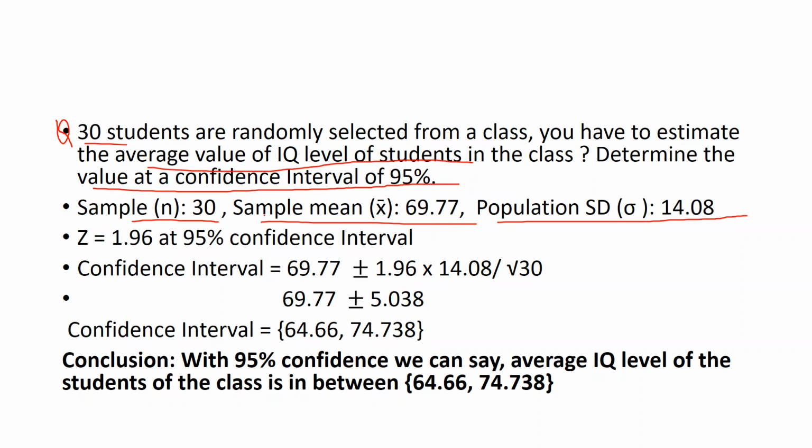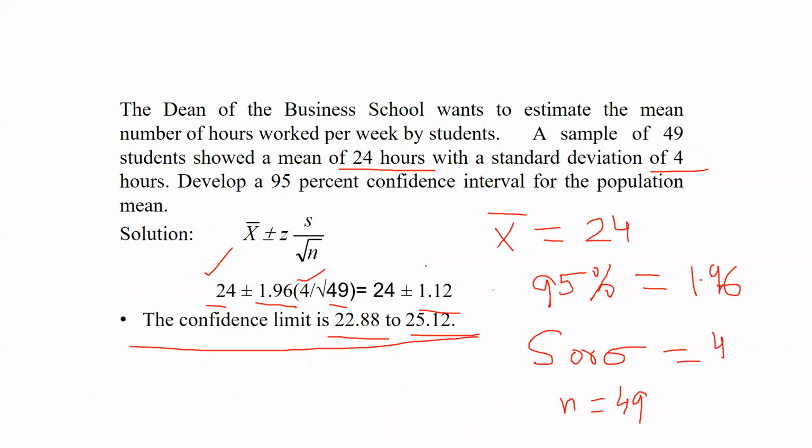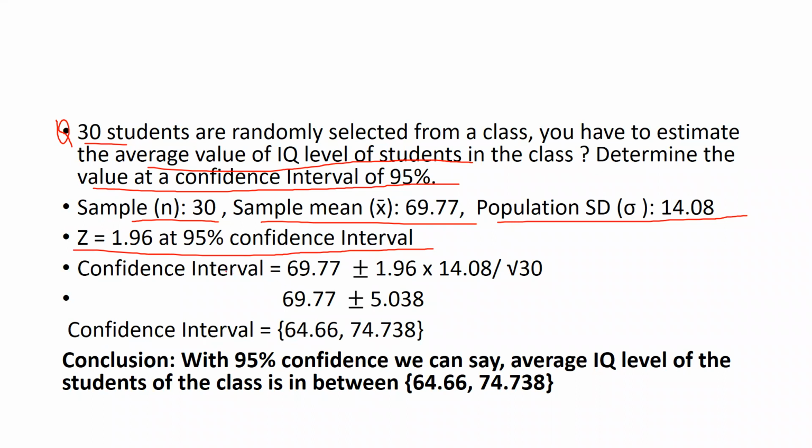Let's begin. Z score at the 95% confidence interval is 1.96. So the same formula we are going to apply. This is the same formula, that is x bar plus minus z score times s divided by square root of n. So we will put in all the values: 69.77 plus minus 1.96 times 14.08, our standard deviation, divided by square root of 30. And when we solve it, this value would be 5.038.